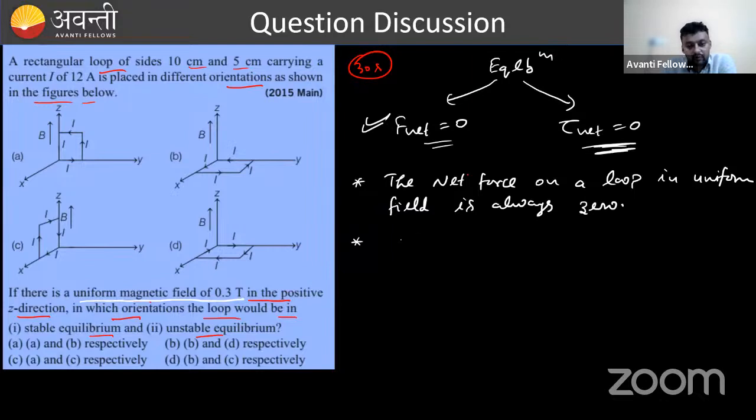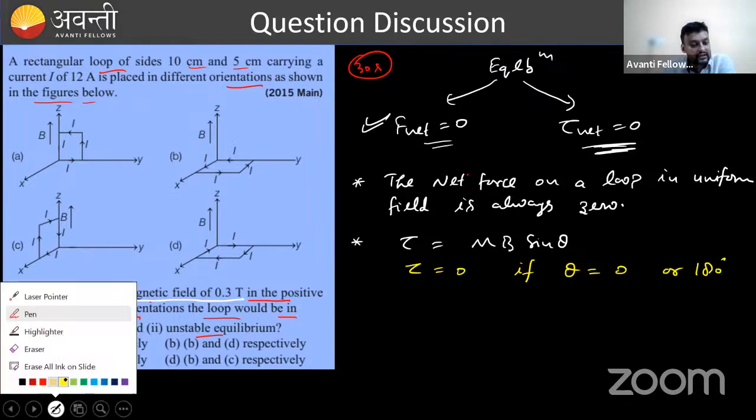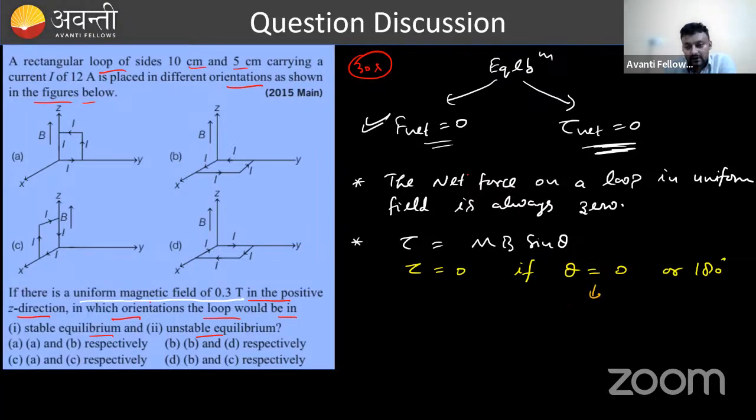What is the formula of torque? Torque is mB sine theta. I have discussed this formula before. So torque is mB sine theta, and this torque will be zero if theta is either 0 or 180 degrees. If theta is 0, everybody remembers from electrostatics, this is known as stable equilibrium. And this is known as unstable equilibrium.